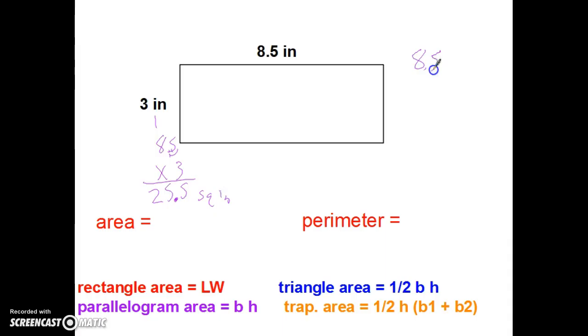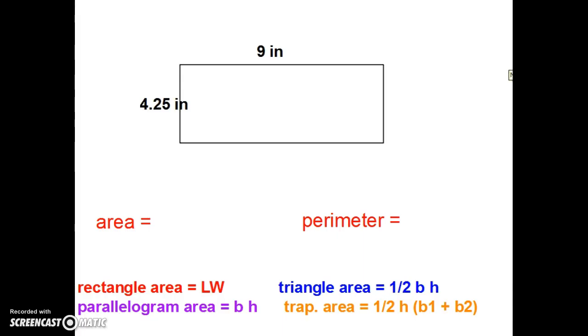Perimeter, adding all the sides again, a couple of 8.5s and a couple of 3s. Remember, if it's 3, that really is the same thing as 3.0. Decimals always go with the end of whole numbers. 10, carry my 1, 9, 17, 23. And the decimal comes straight down. 23 inches.